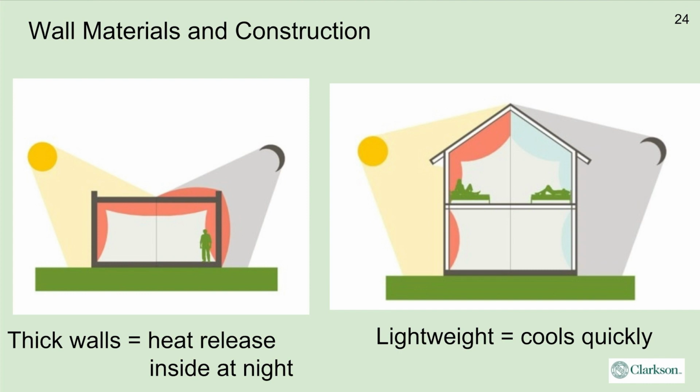The walls or materials or construction of your home. Thicker walls will have what's called thermal massing. It holds in heat, which means it will release that heat at night. So it heats up your home. If you construct your home with lightweight materials, they often cool really quickly, and at night your home won't be as hot.